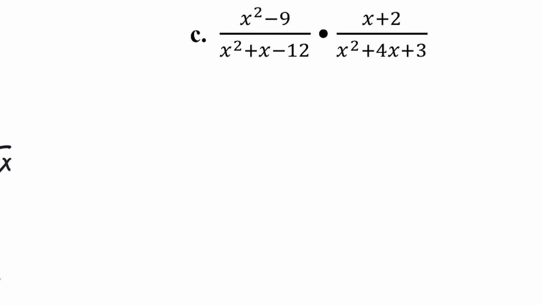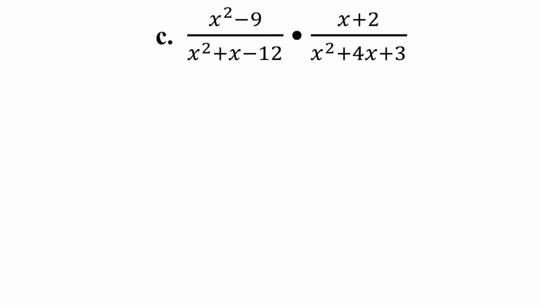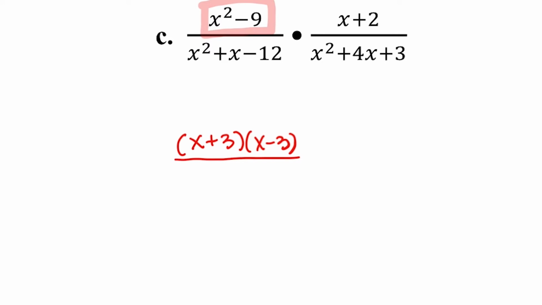Okay, our last example of multiplying is this one right here, and there is a lot we can factor. X squared minus 9 is a difference of squares that factors to x plus 3, x minus 3. X squared plus x minus 12. What factors of negative 12 add to 1? Well, that's x plus 4, x minus 3.